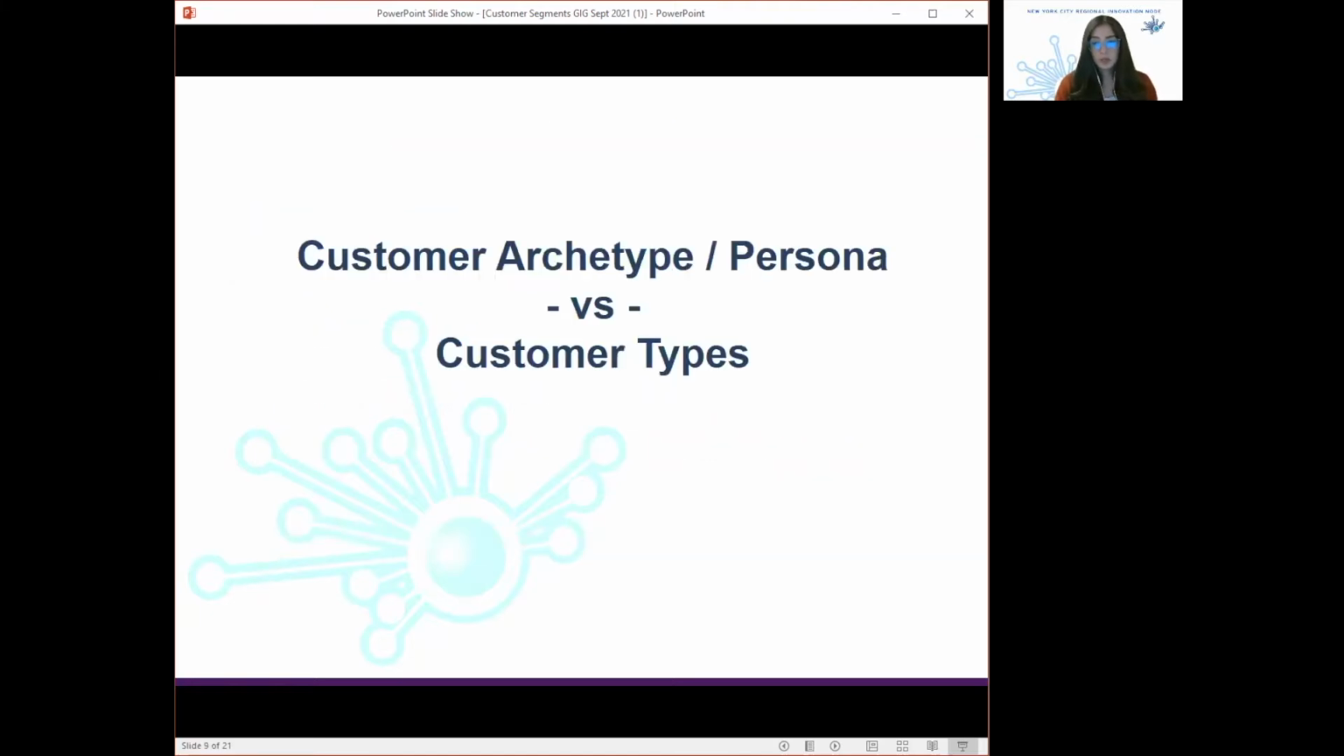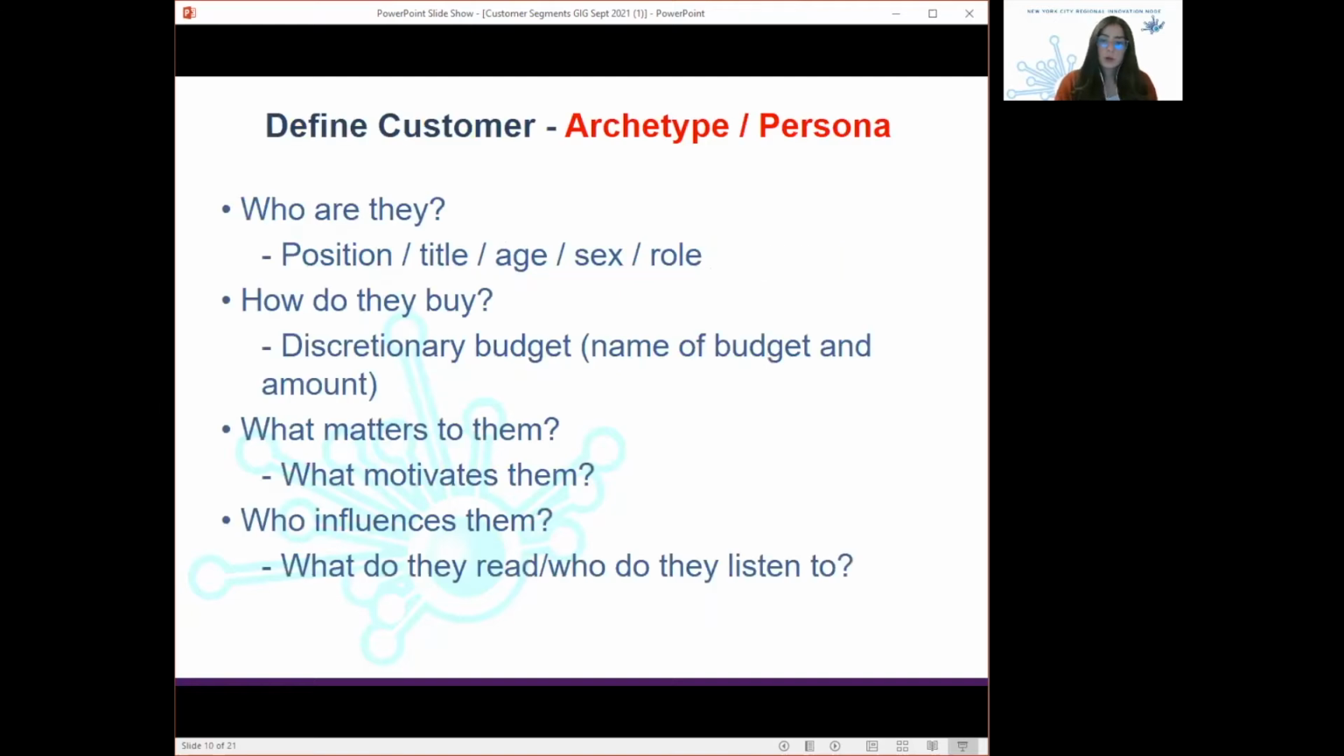Which leads me to discuss customer types and customer archetypes or customer personas. A customer archetype is really like a customer profile. It might include what their position is, their title, their role in their company. Also, how do they buy? Do they have a discretionary budget? If they do, how much is that discretionary budget? What matters to them? Who influences them? Who's in their ecosystem?